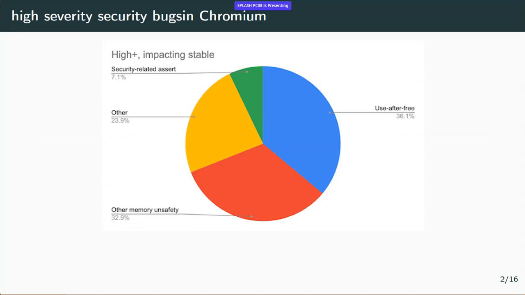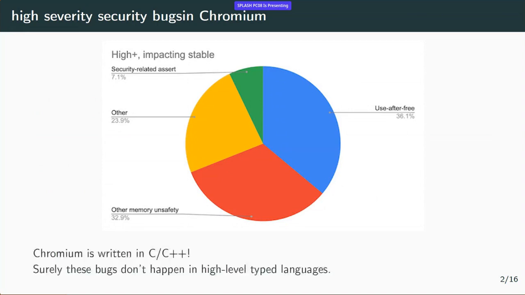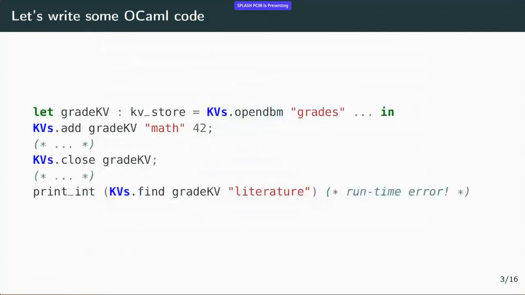Now, I guess all of you know what language this software is written in. Well, Chrome is written in C and C++, and surely bugs like that only occur in such low-level languages, and they don't occur in high-level, typed languages like OCaml, right? Which is what we like to write software in.